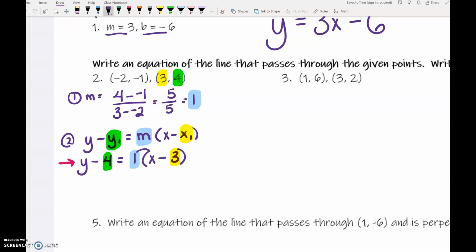Start by distributing the slope. So I have y minus 4 equals 1x minus 3. I need to get y by itself. How do I get rid of minus 4? Add 4. y equals 1x, or just x, plus 1. That's my final answer.